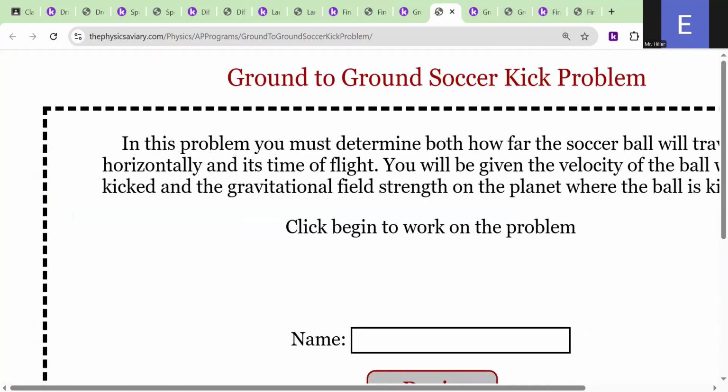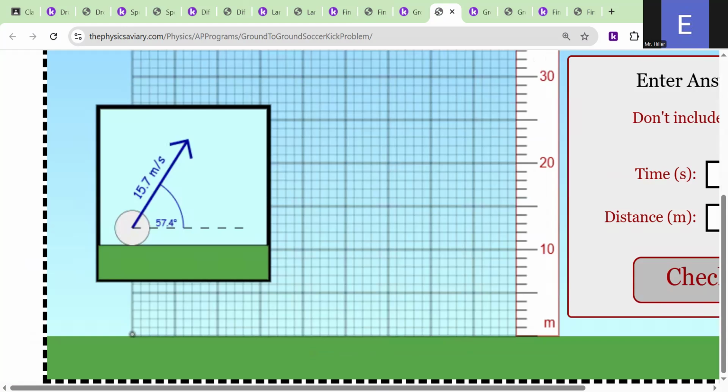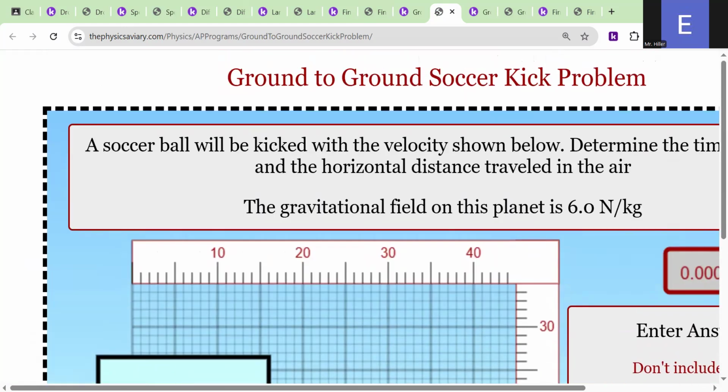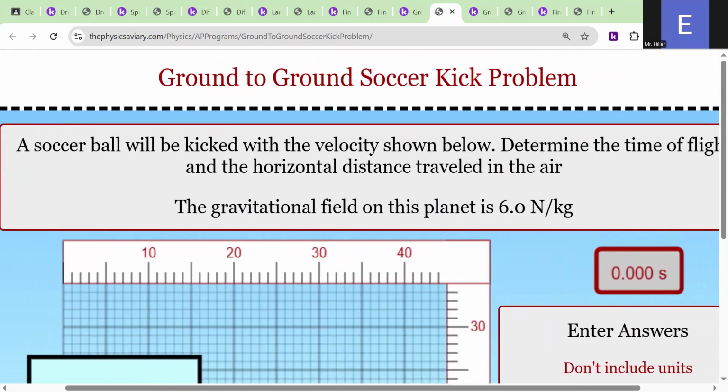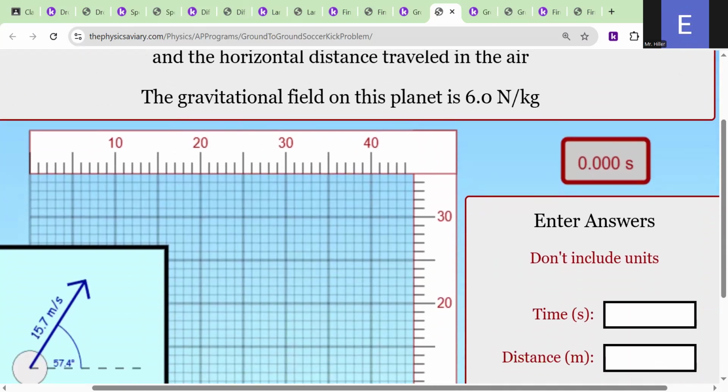In question 6, we have a ground-to-ground soccer kick problem. A ball will be kicked with the velocity as shown. Determine the time of flight and the horizontal distance. Remember, you have a different gravitational field, -6. And I know it says newtons per kilogram, but remember, that's the same thing as meters per second squared. So make sure you record whatever it's supposed to be.